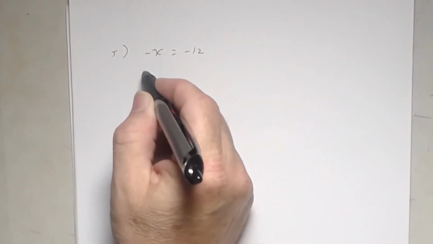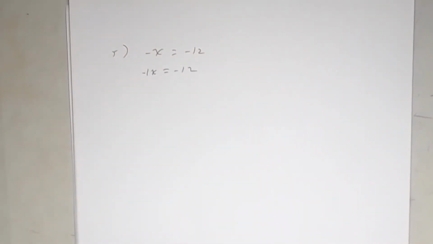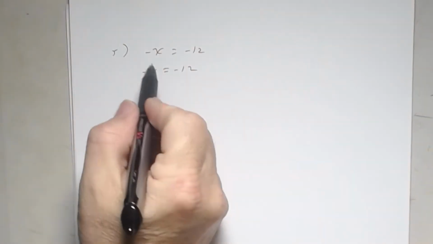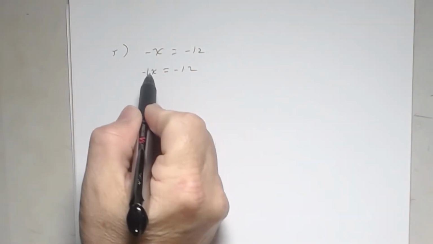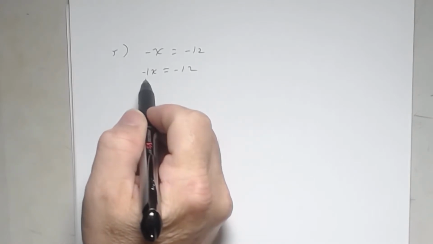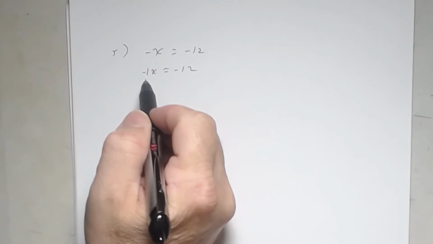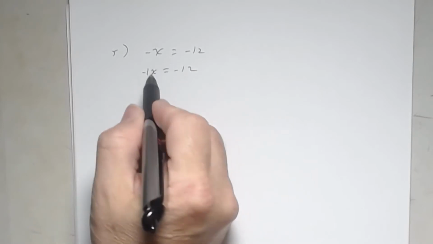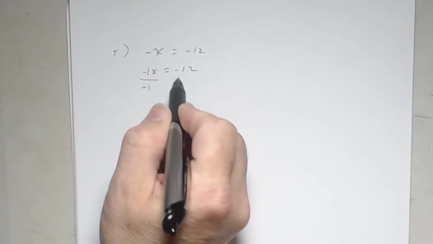So to help you with this, it's a good idea to write this as -1x equals -12. And now what you want to do is get x by itself. Now when we get x by itself, it's understood to have what coefficient? Nope. When you get x by itself, it's understood to have what coefficient? 1. All right, right now, what am I doing to x? Multiplying it by what? -1. Listen to the words. I'm multiplying by -1. What's the opposite of multiplying by -1? Dividing by what? -1. Okay, divide both sides by -1.